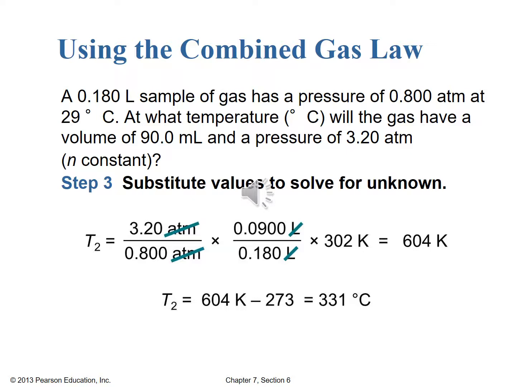Of course, since the question wanted the temperature in degrees Celsius, we have to go back and convert that 604 into Celsius by subtracting 273 to get a final value of 331 degrees Celsius.